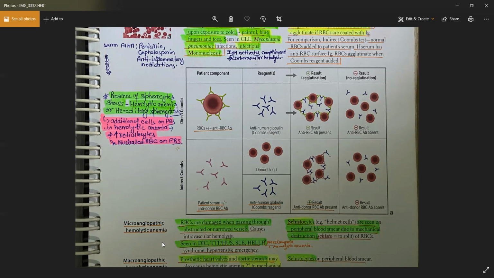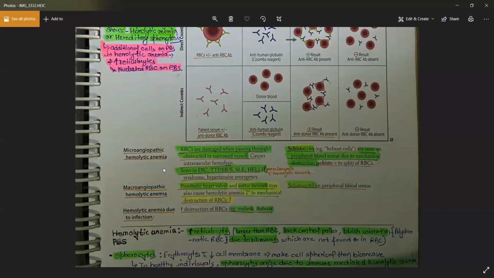Now comes the microangiopathic hemolytic anemias, in which you have hemolytic anemia in the small vessels. What happens whenever you have a thrombosis in a vessel? The RBCs will try to pass through these vessels, they will get lysed within the vessels, and they will become spherocytes or helmet cells. This is known as microangiopathic hemolytic anemia. It is generally seen in DIC, TTP, HUS, SLE or HELLP.